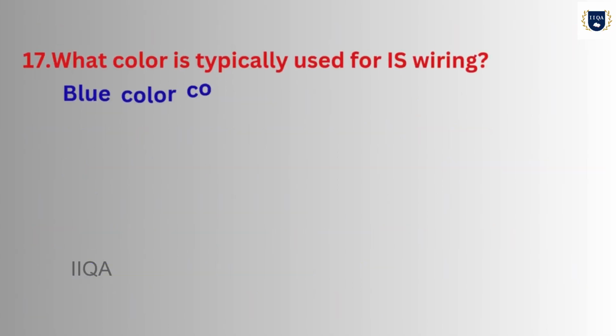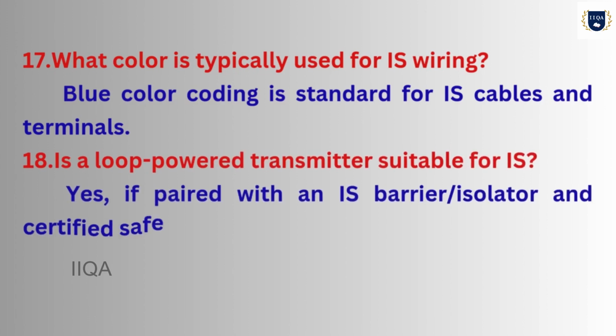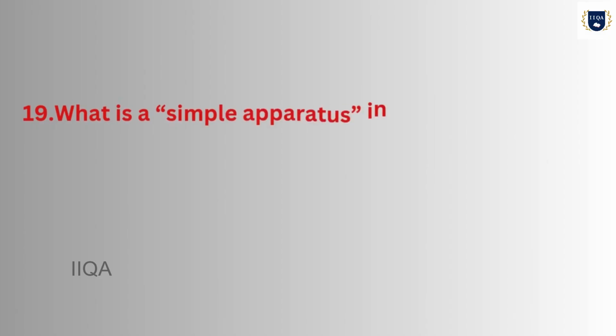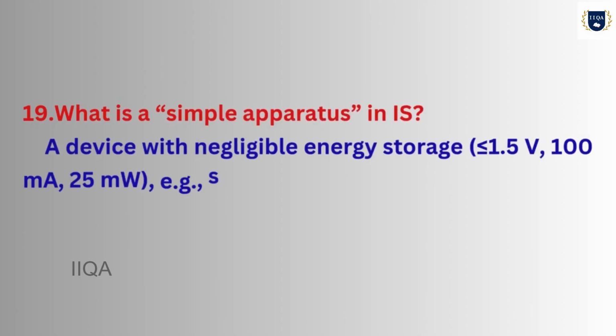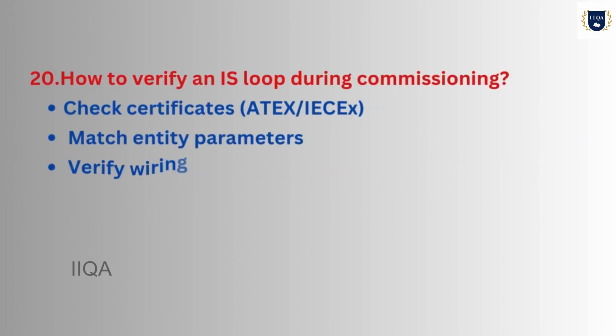What color is typically used for intrinsically safe wiring? Blue color coding is standard for intrinsically safe cables and terminals. Is a loop-powered transmitter suitable for intrinsic safety? Yes, if paired with an IS barrier or isolator and certified safe. What is a simple apparatus in intrinsic safety? A device with negligible energy storage, less than or equal to 1.5 volts, 100 milliamps, 25 milliwatts. Examples: switches, RTDs, thermocouples.